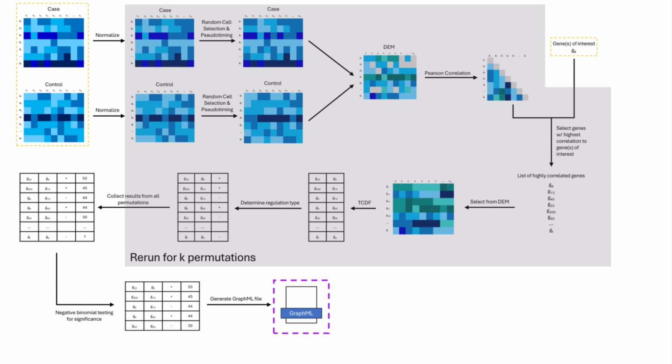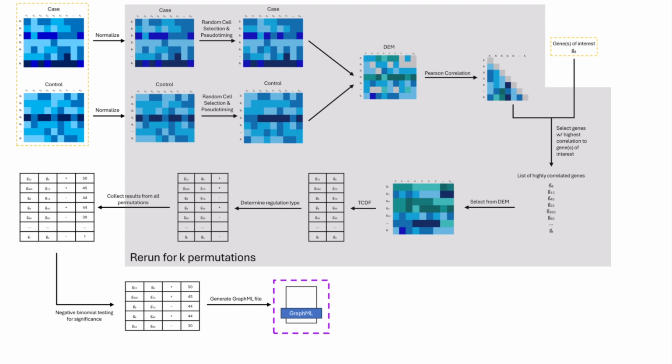Once we have our list of highly correlated genes to your gene of interest, we will go back to our differential expression matrix and only select those genes out of the matrix to feed to our deep learning program, TCDF. TCDF will go through and determine which of those interactions it finds to be causal. This then allows us to go back and determine the regulation type, if it is upregulating it or downregulating it. That entire process will be rerun for the number of permutations you specify, and then we will go and collect the results from all of those permutations.